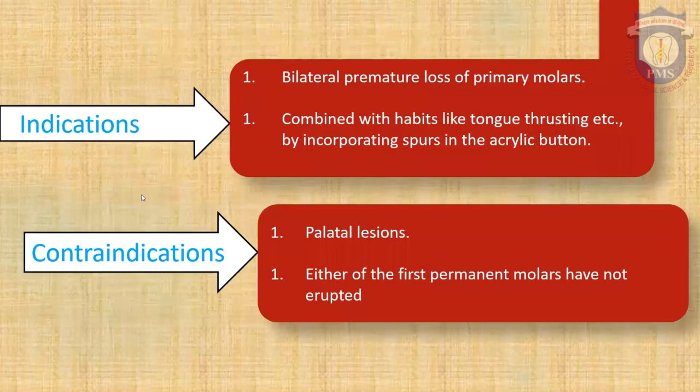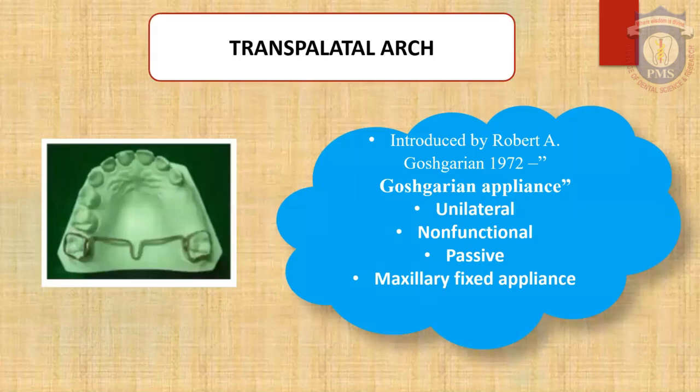Indications include when there is bilateral premature loss of primary molars. It can also be used when combined with habits, that is, when tongue thrusting is present. We can incorporate a spur in the acrylic button to correct the habit also. Contraindication: it is contraindicated when there is presence of any palatal lesion. It is also contraindicated when either of the first molars has not erupted into the oral cavity.